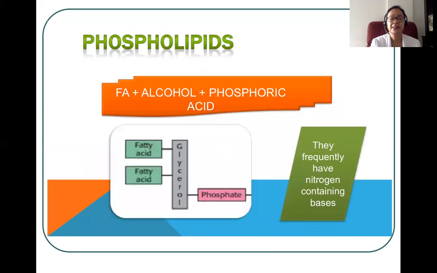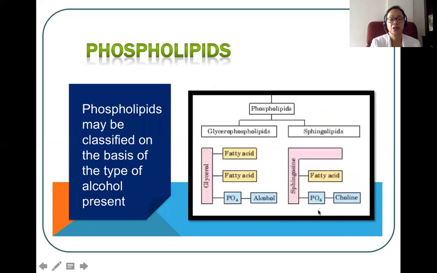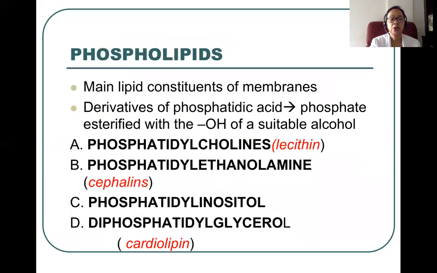So phospholipids, they have the fatty acid there, glycerol as the backbone. And what is characteristic here is the presence of phosphoric acid, and they frequently have nitrogen containing bases. So these are your phospholipids. Here you have your glycerophospholipids, the sphingolipids, which are very important in the developing brain. So phospholipids are the main lipid constituents of the membranes.